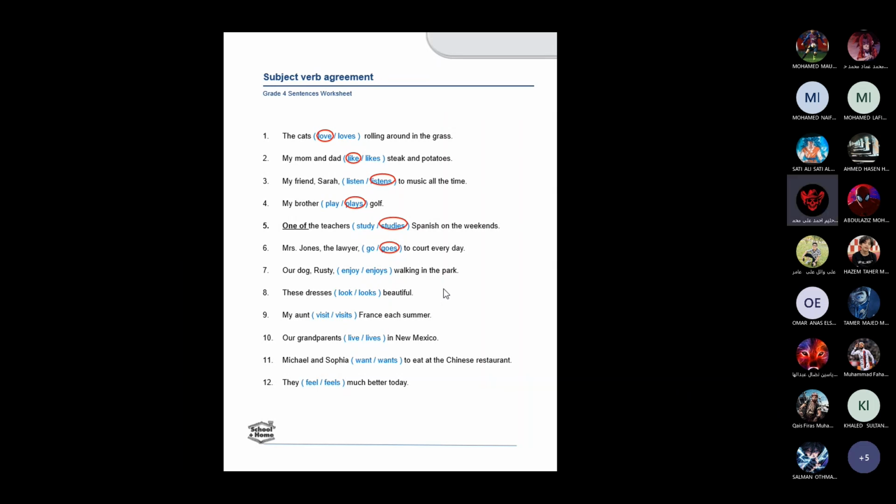Yes. Number eight. These dresses look beautiful. Okay, so which choice? Look. The first or the second? The first, yes. Sure, because in number one, we have a demonstrative adjective here, these. And these is plural. The subject dresses ends in S, so we only need one S. So the verb will be walk without S. Okay. Very good, Halim.